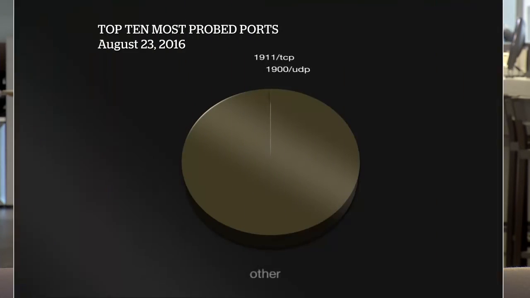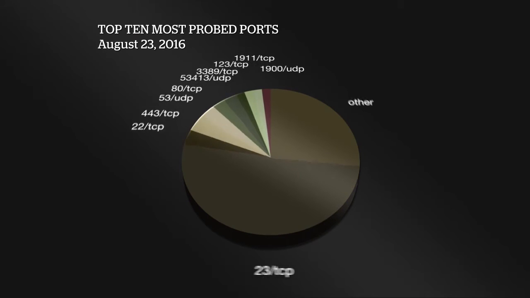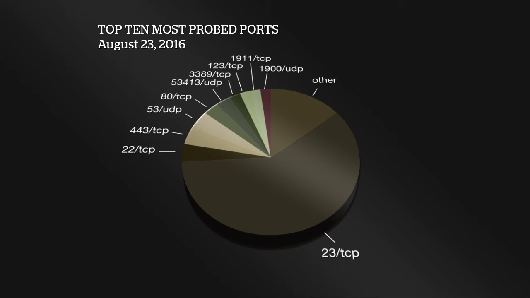Let's get back to the internet weather. And we have the top most probed ports, and there's no real surprises here, folks. 23 TCP is still at the top, and it's definitely Pac-Man shaped again. So we got Telnet, SSH, not a real surprise, 443 SSL, 53 is UDP. There hasn't been that many changes in the ranking this past week. The biggest jump that we see here is 1900 UDP, which is SSDP.